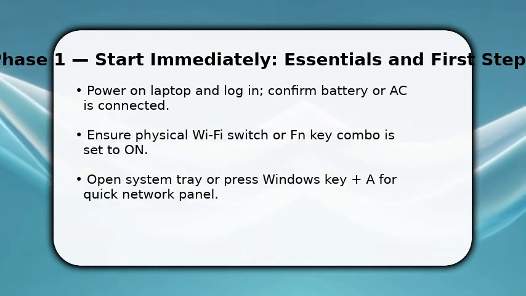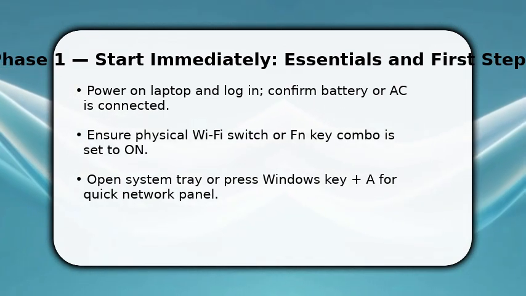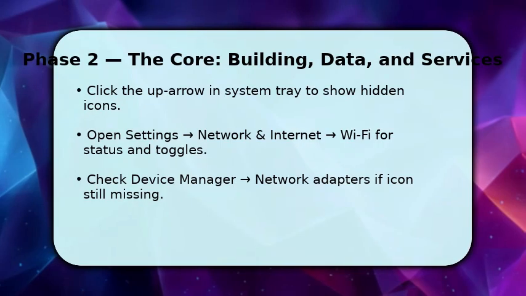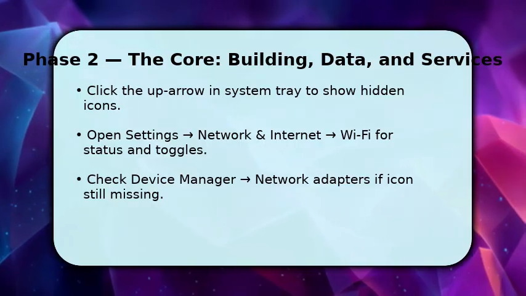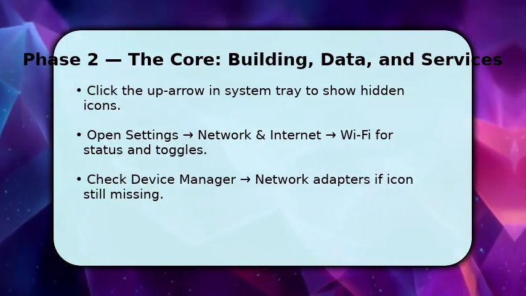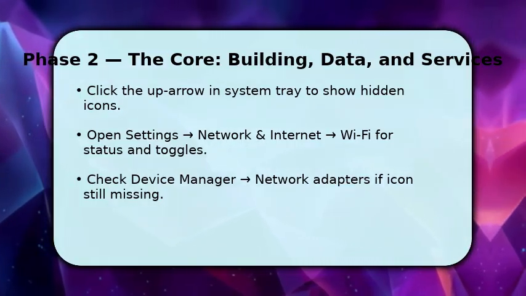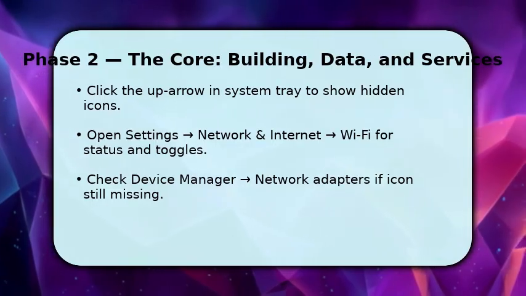Once the adapter is active, click the tray up arrow to reveal hidden icons. The Wi-Fi symbol often hides there. If it's not visible, open Settings, go to Network and Internet, then Wi-Fi to confirm the service is enabled and view available networks. This displays the symbol in context.